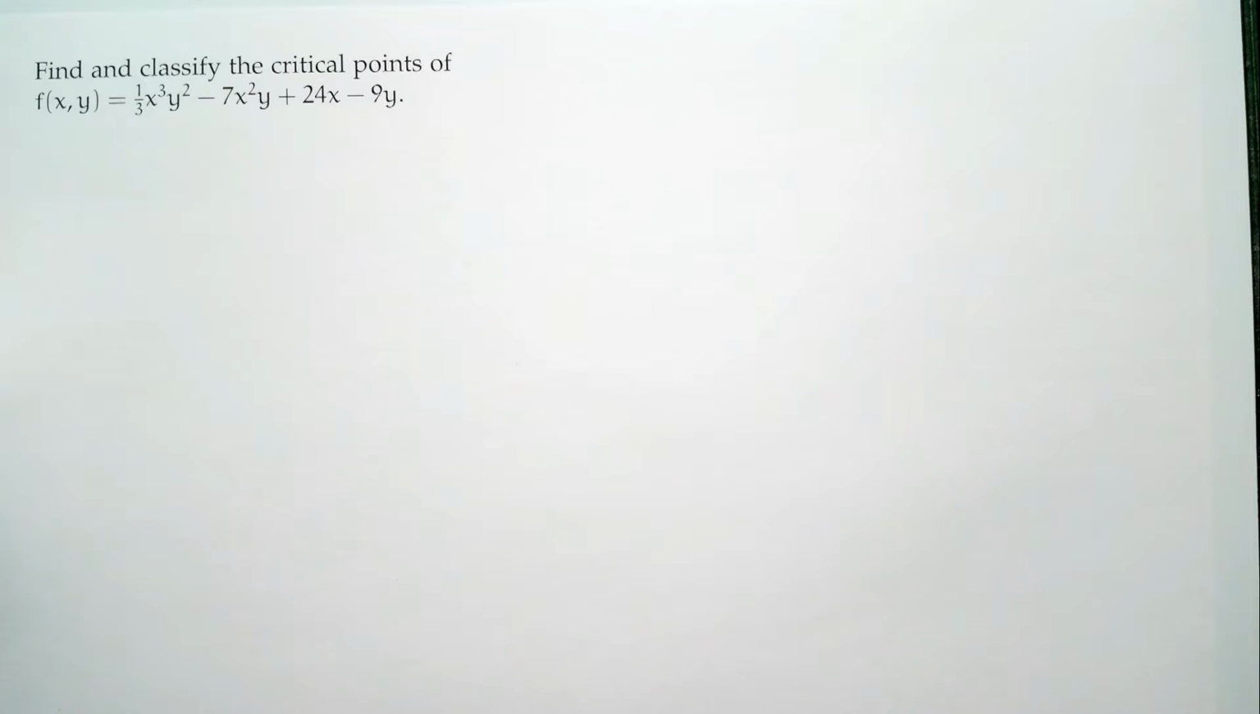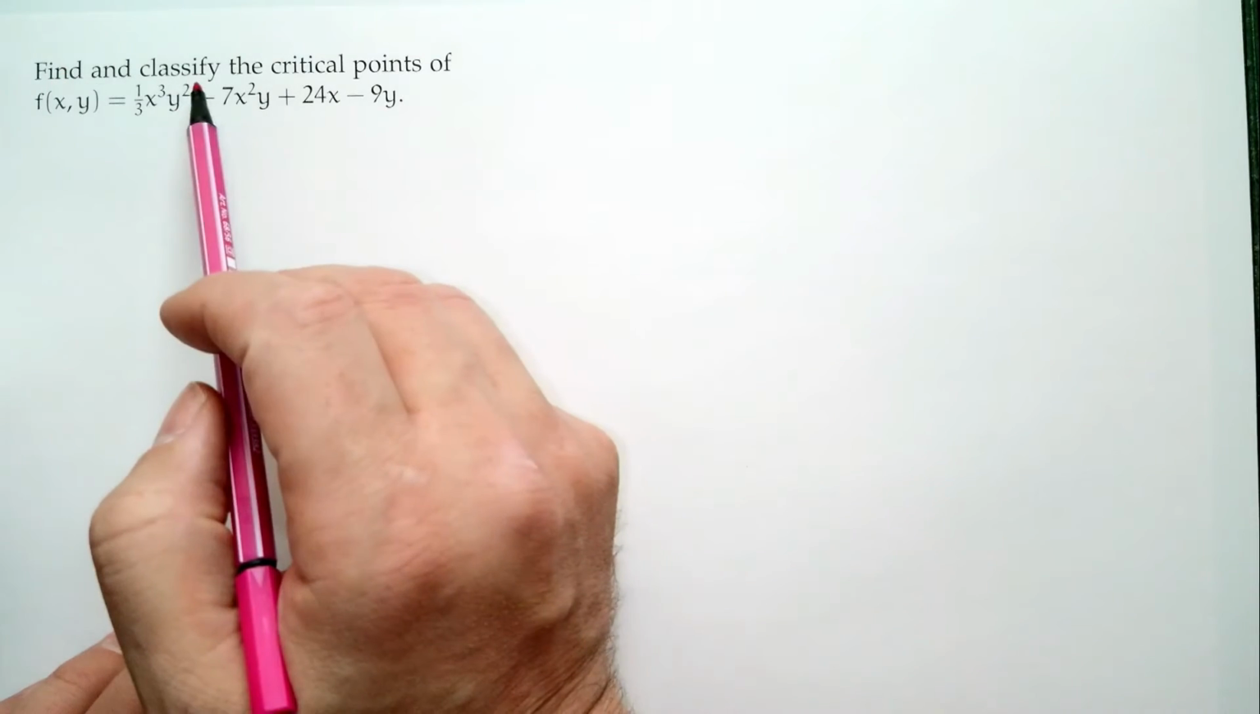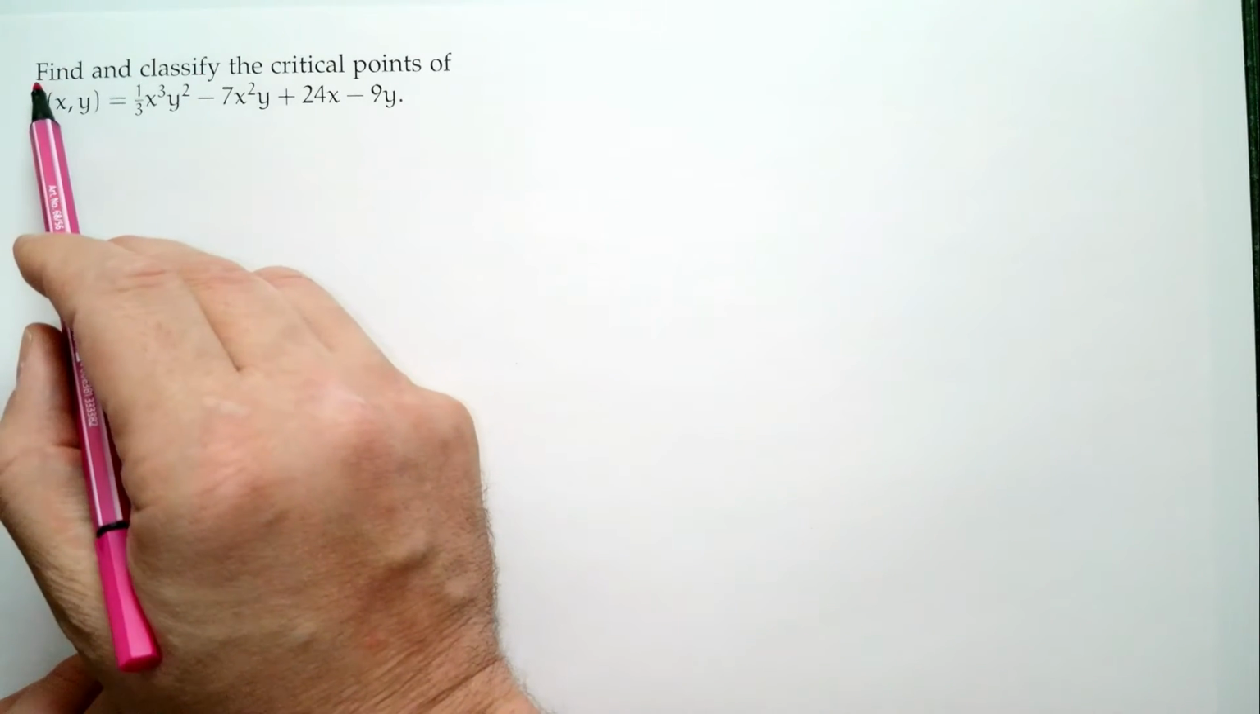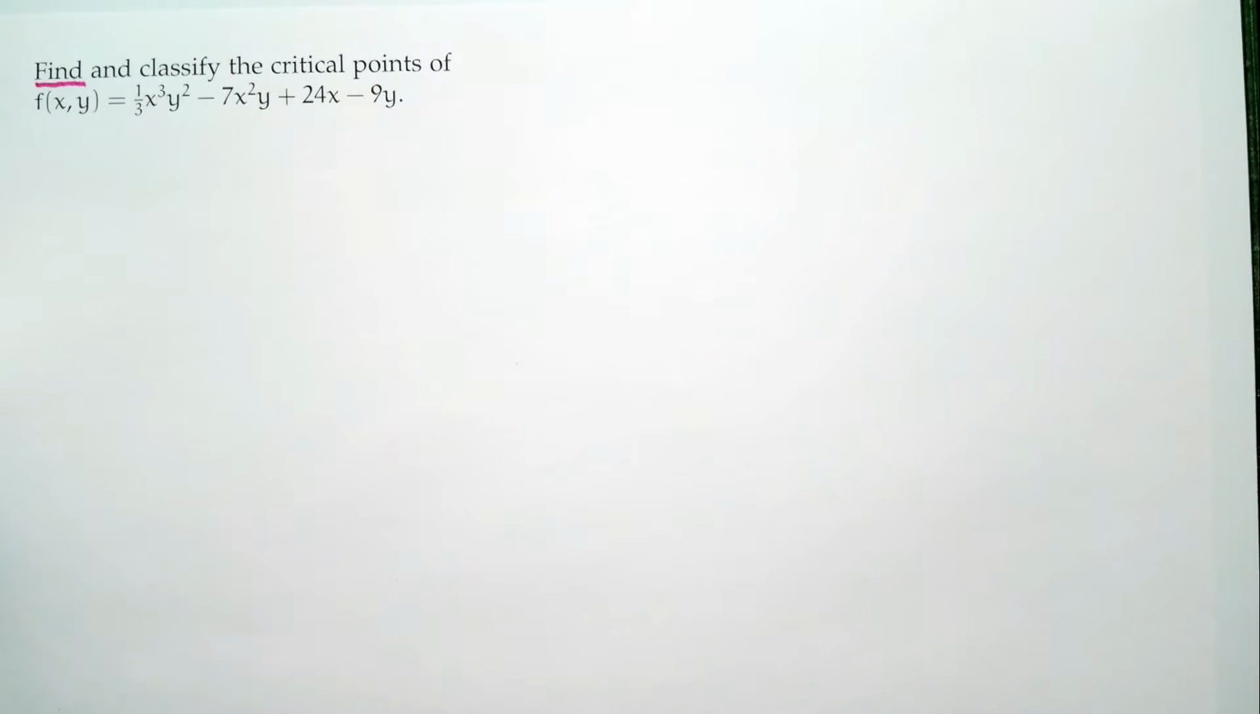Now, the find and classify problems, there's really just a very simple pattern and routine. Once you nail the pattern down, it's very straightforward to do these problems, because there's really two stages: there's the find stage, there's the classify stage. The find stage always runs the same way. The find says, look at your partial derivatives set equal to 0.